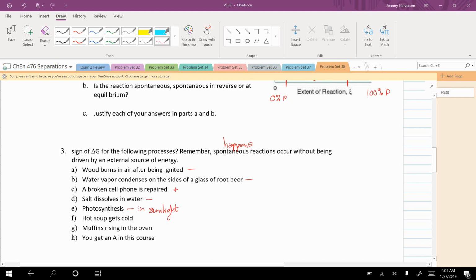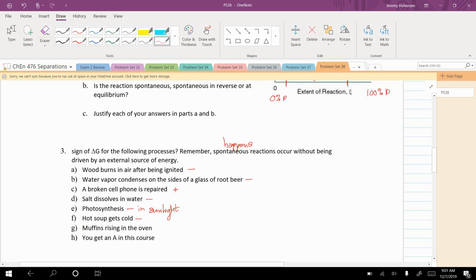Now the key says it's non-spontaneous. Maybe your TA can argue with me about it, but I think that if it's not spontaneous, it's not going to happen. So at some conditions, it must be spontaneous. Hot soup gets cold, because we can make the same argument that hot soup getting cold is not spontaneous, right? Because we could say, well, if it's on top of the stove, the hot soup gets hotter, right? So again, the conditions matter, but in normal conditions, does hot soup get cold? Yes, so that's going to be spontaneous.